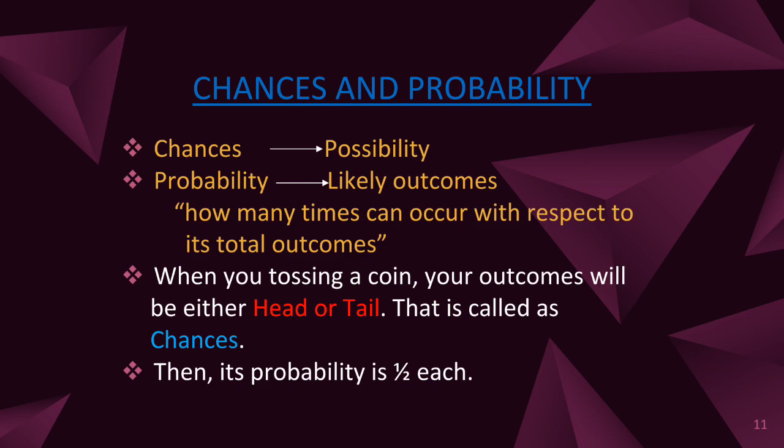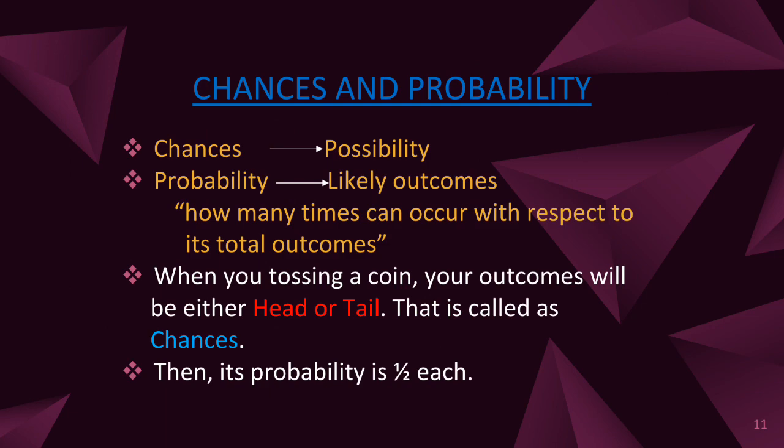For example, when you are tossing a coin, your outcome will be either head or tail. That is called as chances. So, chances of coin is head or tail. Then its probability is, total outcomes is 2. You are getting head, one head. So 1 by 2. If you get tail, only one tail in your coin, so 1 by 2.